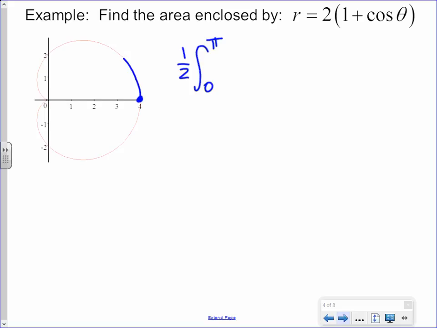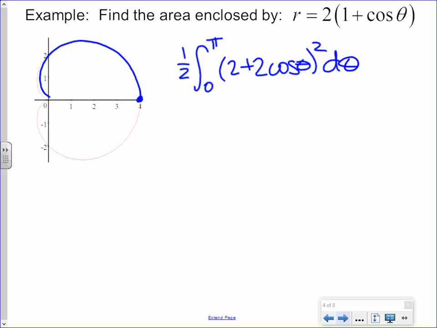So from 0 to pi, we'd be finding this half. You want to make sure 0 to pi is going to work, because you don't want to be finding like this half, right? Okay, you want to find the symmetrical half of 2 plus 2 cosine theta squared d theta, and then we are going to double it.